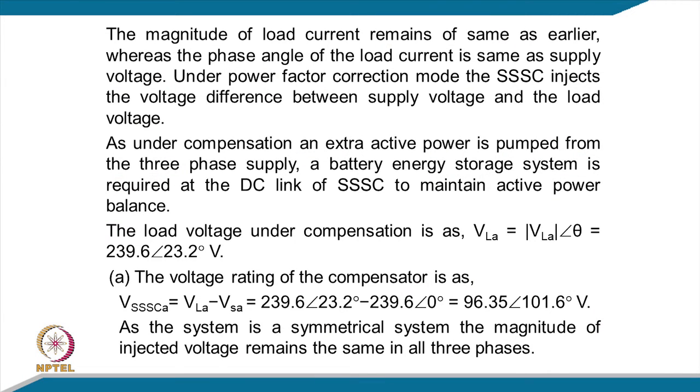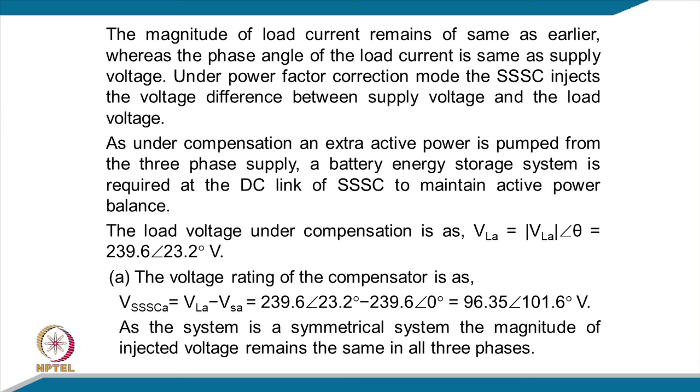So, the magnitude of the load current remains the same as earlier, whereas the phase angle of the load current is the same as the supply voltage. So, under power factor correction mode, the SSC injects the voltage difference between the supply voltage and the load voltage. As under compensation, extra active power is pumped from the single phase supply. So, a battery energy storage system is required at the DC link of the SSC to maintain the active power balance.